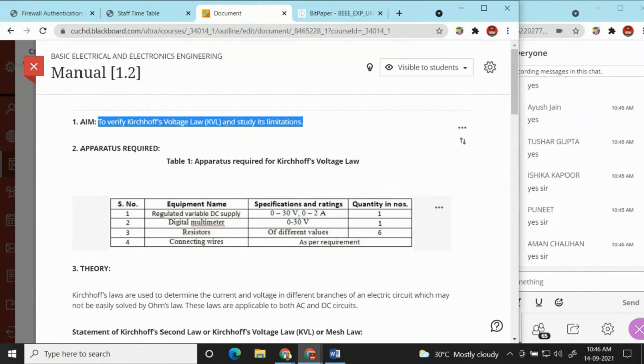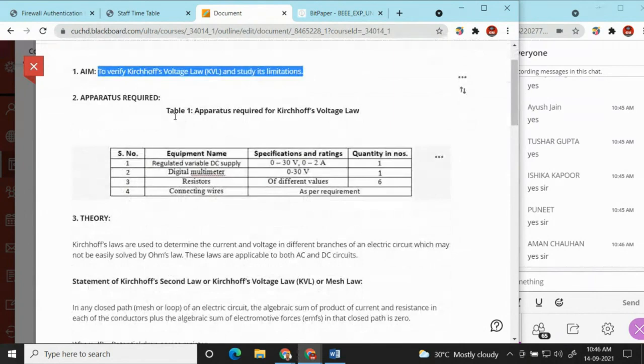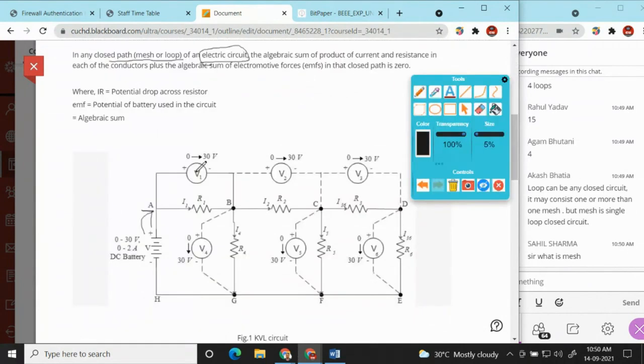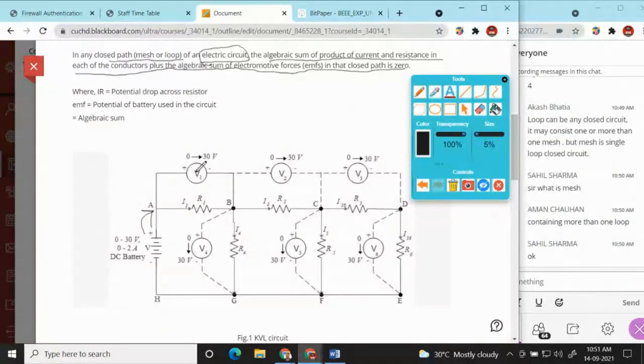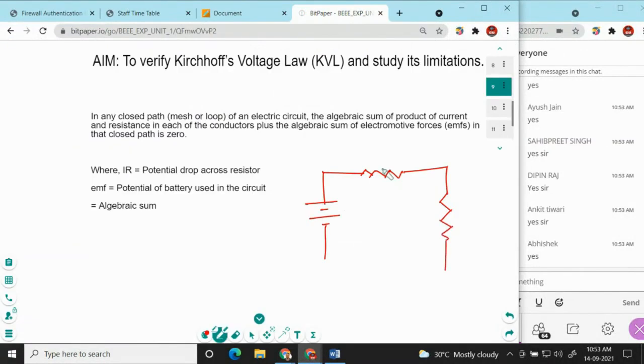To verify Kirchhoff's voltage law and study its limitation. This is the aim. In any closed path, mesh or loop for any electrical circuit, the algebraic sum of the product of current and resistance in each of the conductors, plus the algebraic sum of electromotive forces in the closed path, is 0. Okay, a closed circuit, only one loop is there.